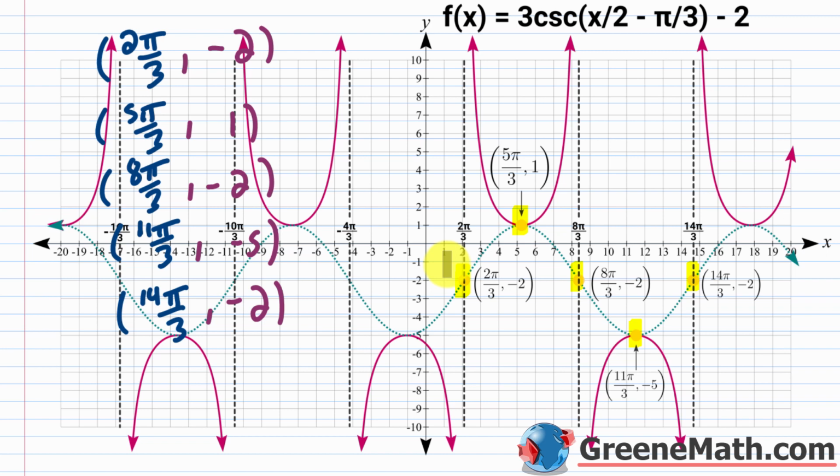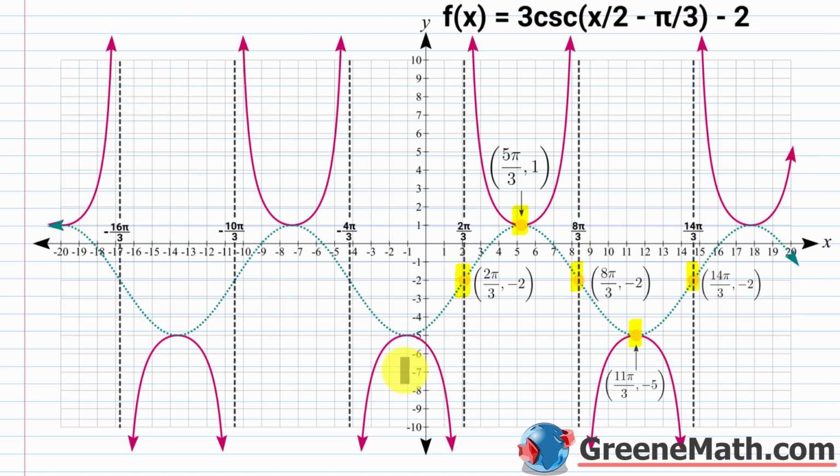Again, at the beginning, the middle, and the end, that's where if you plug those in terms of the x values, you're going to get undefined. If you plug in 2 pi over 3, you're going to end up with the cosecant of 0, which is undefined. If you plug in 8 pi over 3, you're going to end up with the cosecant of pi, which is undefined. If you plug in 14 pi over 3, you're going to end up with the cosecant of 2 pi, which is undefined. So you're going to get vertical asymptotes here and here and here.